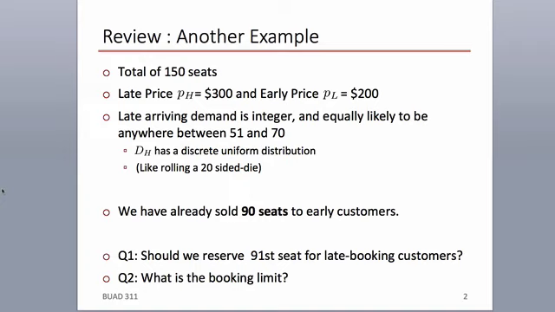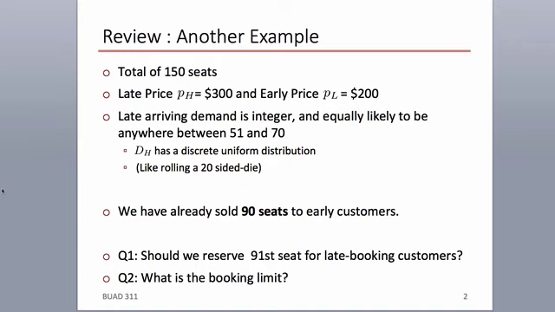The other way to think about this demand, which might be helpful to you, is think about it like rolling a 20-sided die. So you roll this die, it's equally likely to come up on any face. Each of the faces say the numbers between 51 to 70. And the question first says, suppose we've already sold 90 seats to early customers. Should we reserve the 91st seat for a late booking customer?